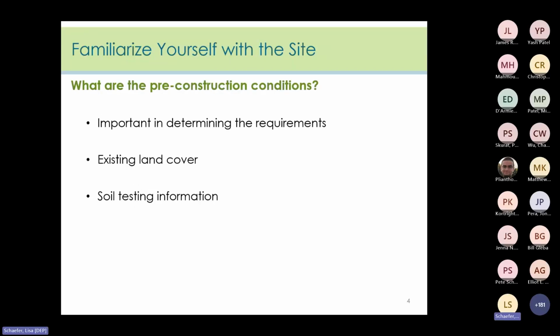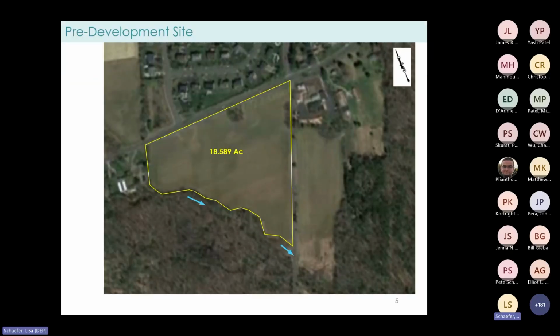So, of course, it's important to know what the site looks like, what the pre-construction conditions are, and what the existing land cover is. Plus, we need the soil testing information. So let's dive into our example. All right, the property in question is a farm that had been in existence for many decades. It covers over 18 acres.